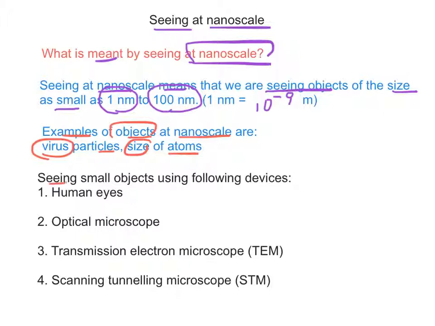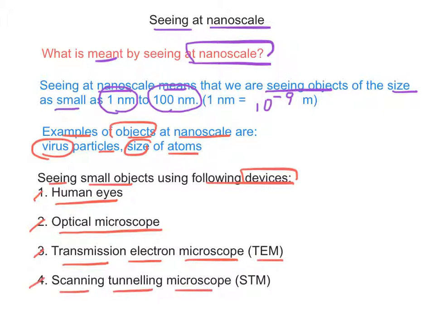To see small objects, we use the following devices. We can use the human eyes, optical microscope, transmission electron microscope, TEM, or scanning tunneling microscope, STM.